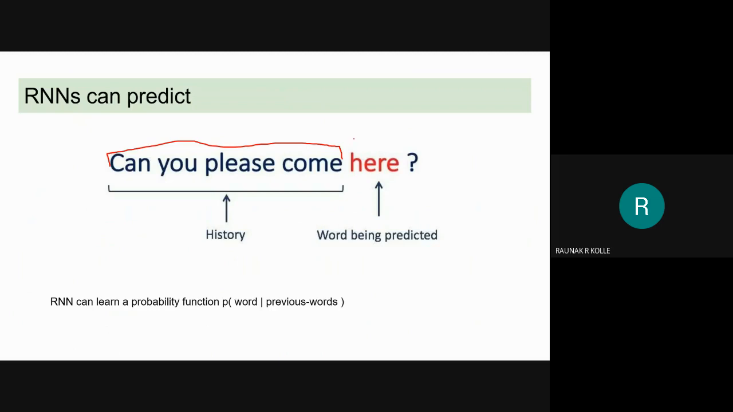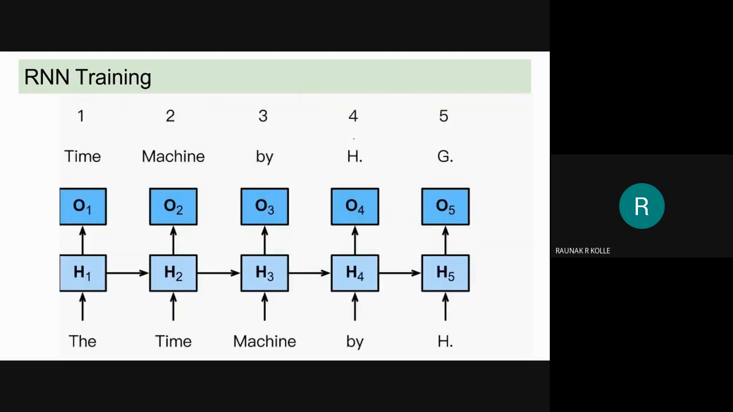If the word here is determined as wrong, then it goes to the next most popular or most common occurring word, that is there. But there does not make any sense. So it checks whether the sentence formation is correct and then proceeds. Recurrent neural networks can learn a probability function using previous words. This is an example of recurrent neural network training.